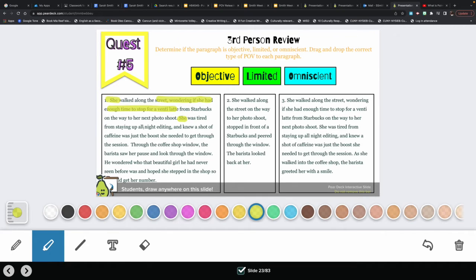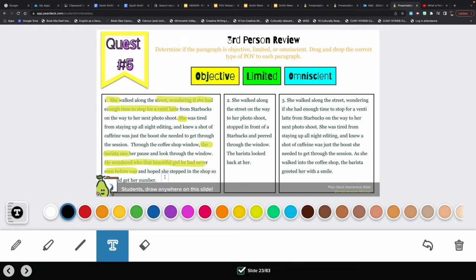So I can tell it's third person for sure. She was tired from staying up all night and knew a shot of caffeine was the boost she needed to get through the session. And then we have the barista saw her pause and look through the window. And then it says right here, he wondered who that beautiful girl he had never seen before was. So now we've got his inner thoughts as well as hers. Knowing that it's two characters' thoughts and feelings and it's an outside narrator, this is definitely third person omniscient.